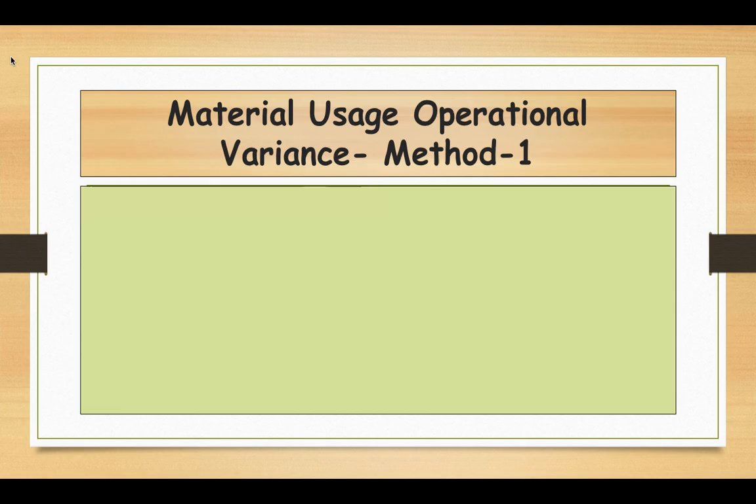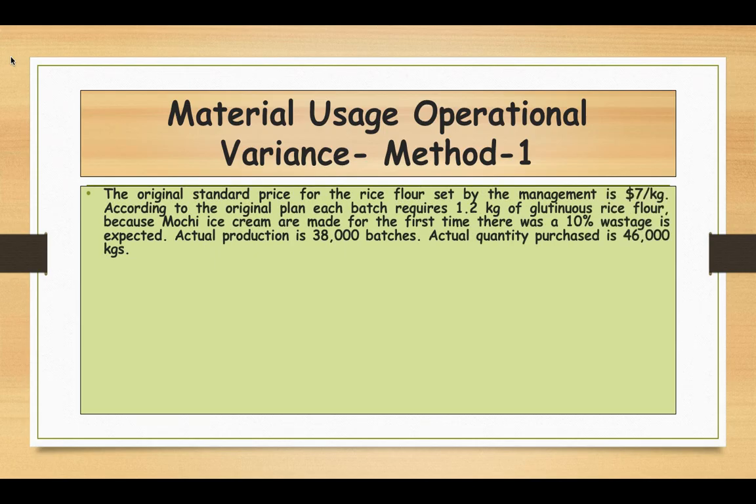Okay, we are going to calculate the material usage operational variance using our method 1. So the information is given: $7 per kilogram, the original price; 1.2 kilograms, according to the original plan, per batch, but there is a 10% wastage expected. 38,000 batches they produced, and the actual quantity they purchased is 46,000 kgs. Actual quantity of material they have purchased.